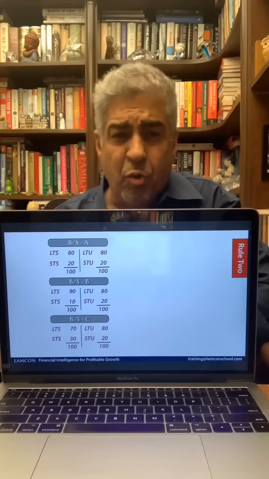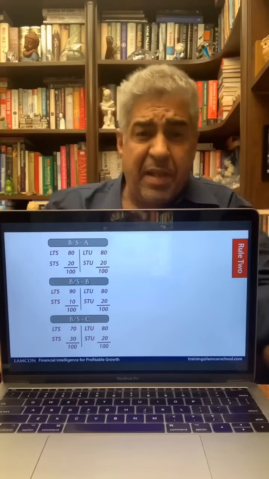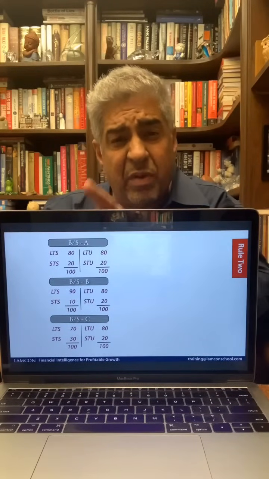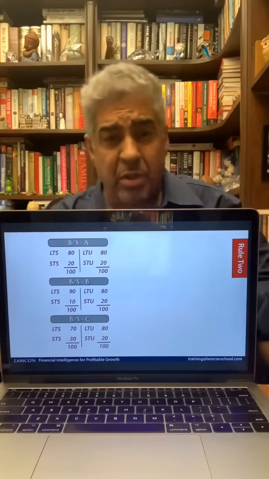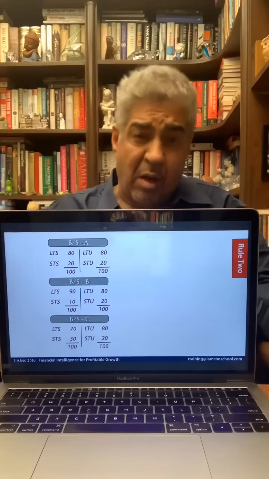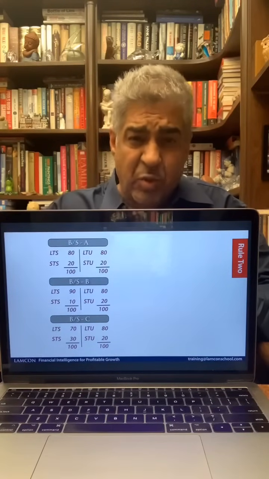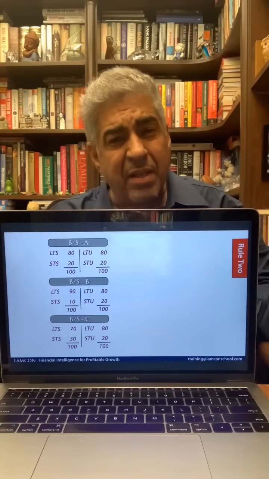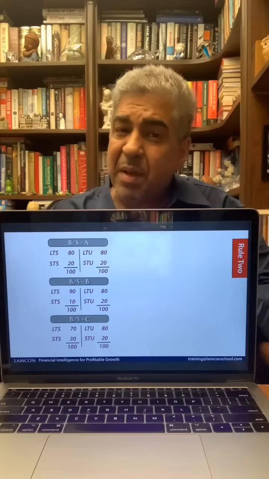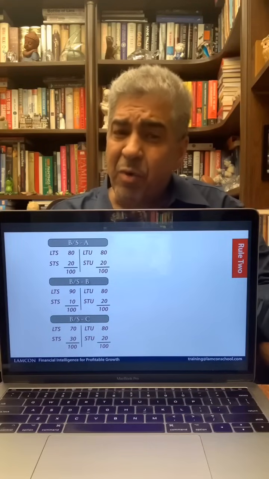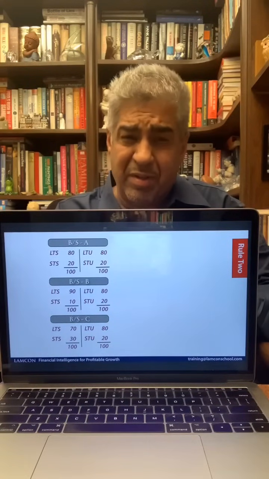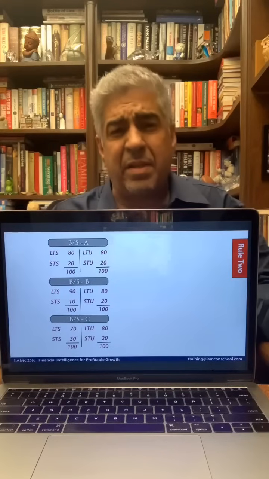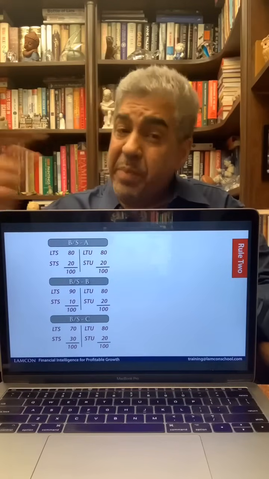I'll give you the rule for a healthy company now. The rule for a healthy company is healthy organizations will make sure that they use long-term funds to acquire long-term assets, short-term funds to acquire short-term assets. Who has followed the rule to the T? A. Which is the best company? Folks, A has followed the rule. A is no doubt better than C. But B is even better than A.